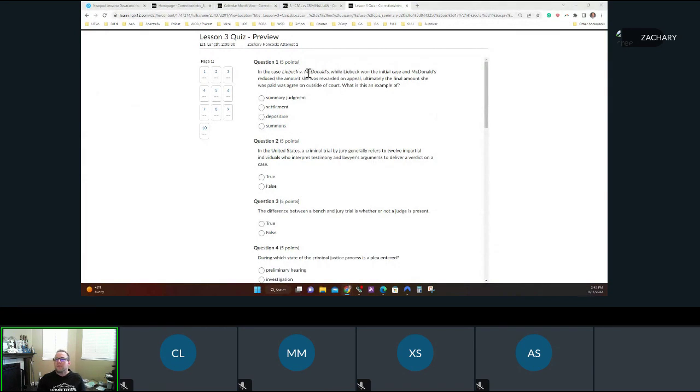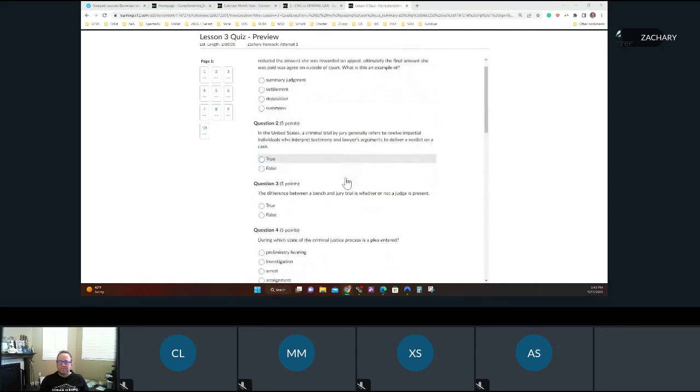So in the case of Lebec versus McDonald's, while Lebec won the initial case, McDonald's reduced the amount she was rewarded on appeal. Ultimately, the final amount she was paid was agreed outside of court. This is an example of, would it be a summary judgment, settlement, disposition? Is it a settlement? But it's a payment? Or am I misunderstanding? Yeah. A settlement paid out of court, and it's typically a monetary payment. So you would settle things when it goes outside of court. That would be what you said, settlement.